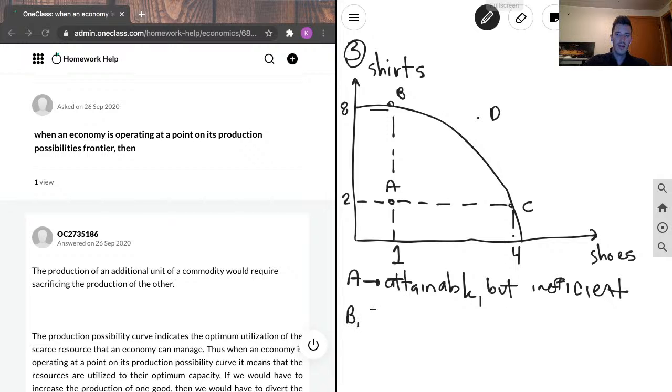Points B and C here are the answer to the question, where we'd say these are Pareto optimal points or technically efficient. Or technically optimal, whatever.